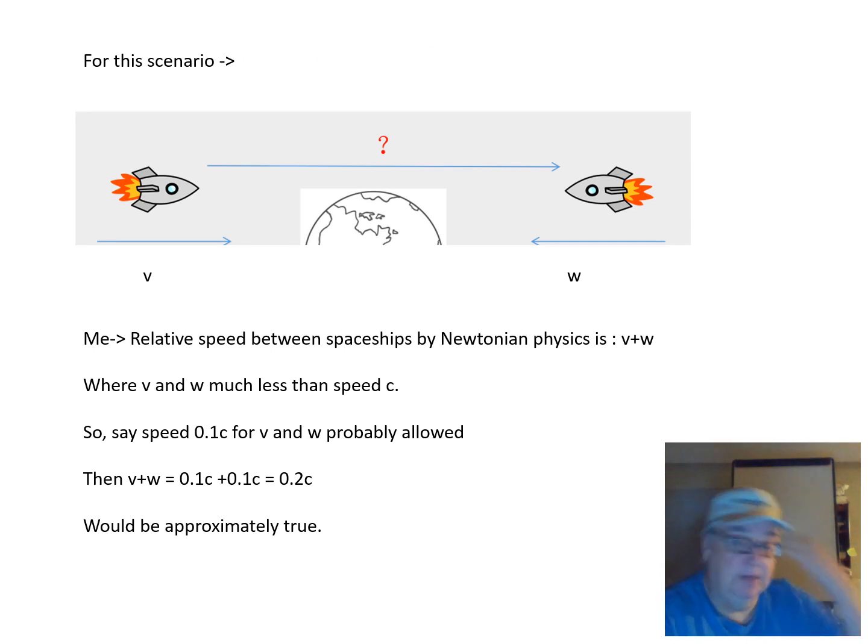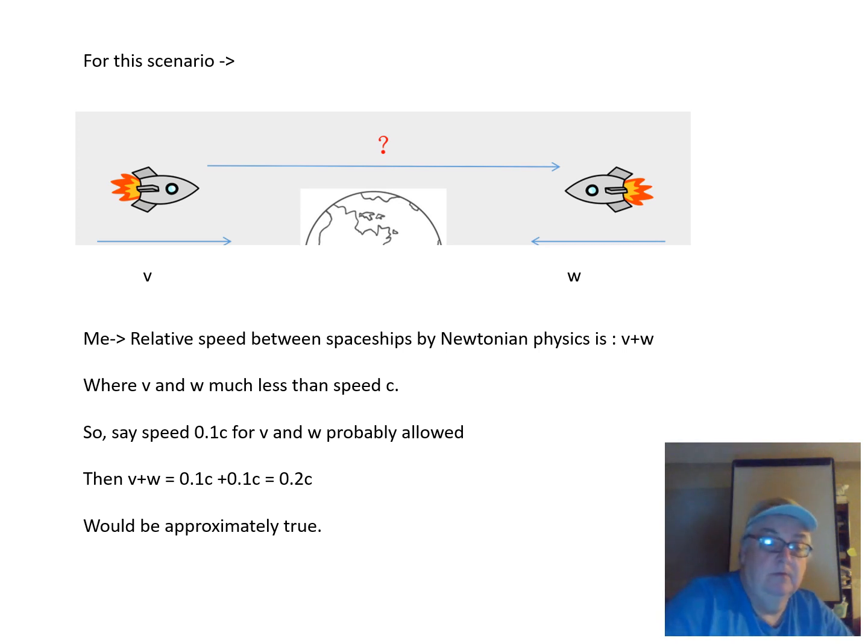So we have this following setup. We have a spaceship on the left going with speed v from the left to the right, and then we have a spaceship on the right going with speed w going from the right to the left. And we want to consider the relative speed between spaceships, and by Newtonian physics that is v plus w, and the relative speed is what a person on the spaceship on the left would say as the speed of the spaceship on the right was coming towards him as.